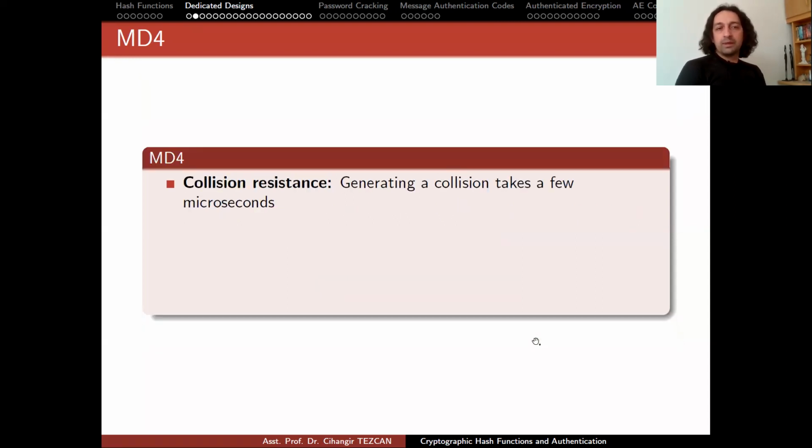MD4 has no collision resistance because people came up with attacks, and generating a collision takes a few microseconds. On any laptop, you can generate thousands of collisions in seconds. For preimage resistance, there is an attack which requires 2 to the 95 operations. Recall that since the message digest size is 128 bits, a brute force attack would require 2 to the 128 operations, but this number is reduced to 2 to the 95.